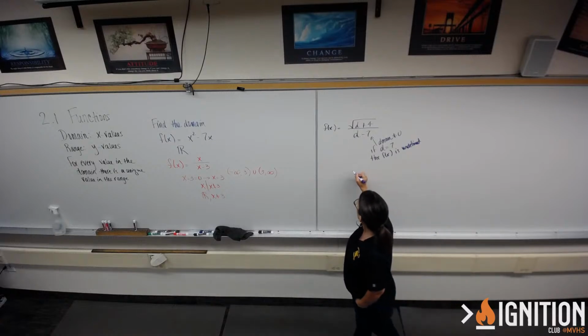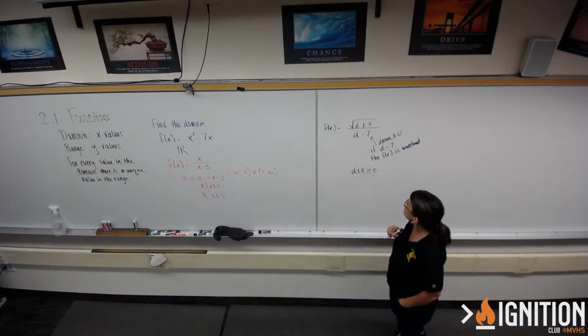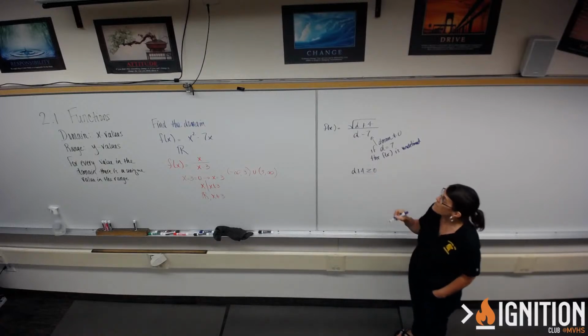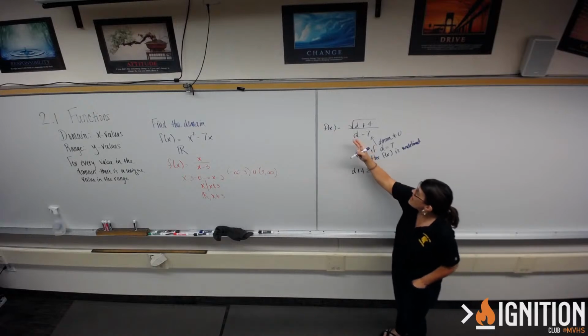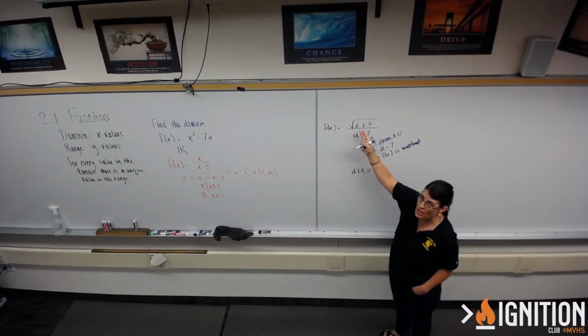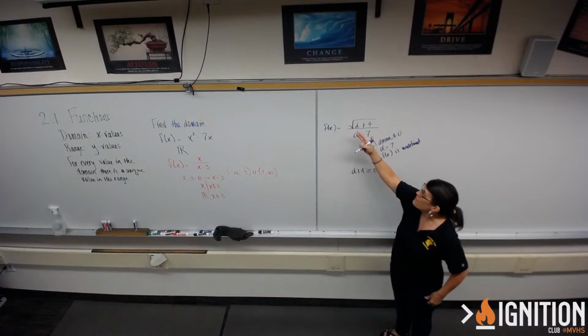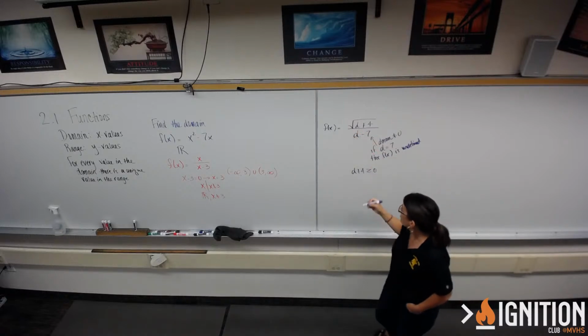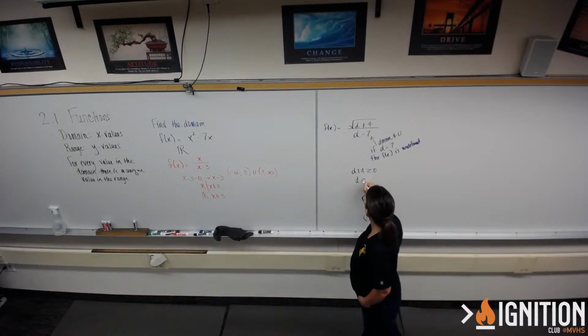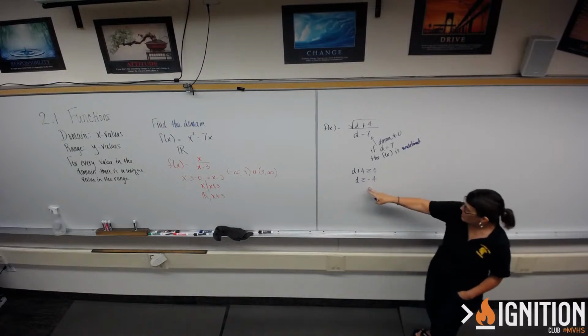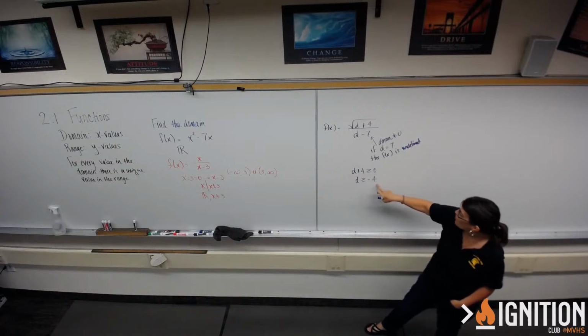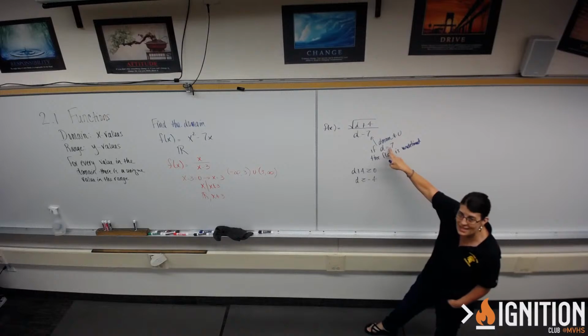So d plus 4 must be greater than or equal to 0. If d is negative 7, nope, no, can't do. If d is negative 20, no. If d is negative 5, we're getting close. If d is negative 4, we're good to go. So d must be greater than or equal to negative 4. Okay, great. d is greater than or equal to negative 4, but you got that issue with the 7.